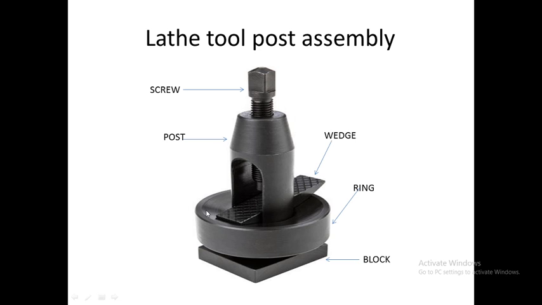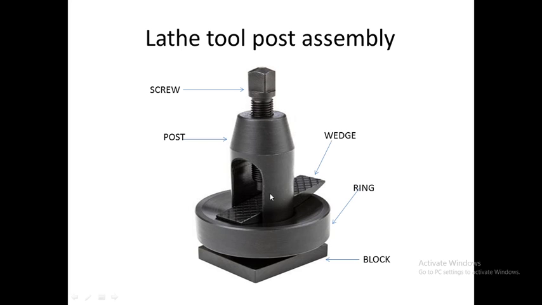Now since the ring is having spherical groove inside it, the lower part of the wedge will also be spherical in shape. Now why this spherical groove is provided or why the lower part of the wedge is spherical in shape? First of all, the cutting tool which is to be fixed is inserted inside the post.